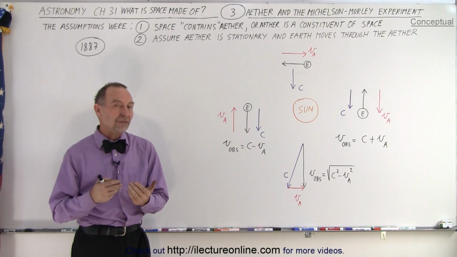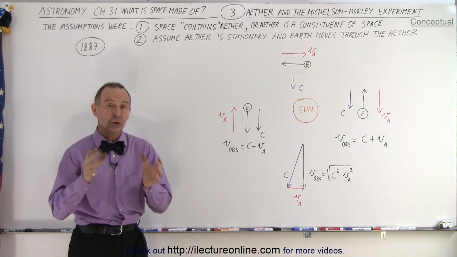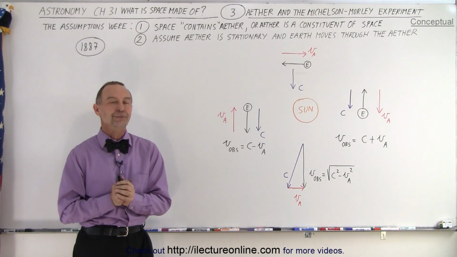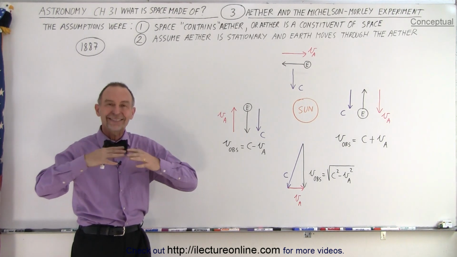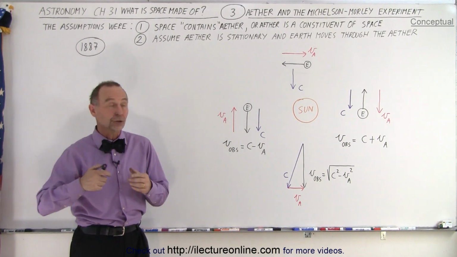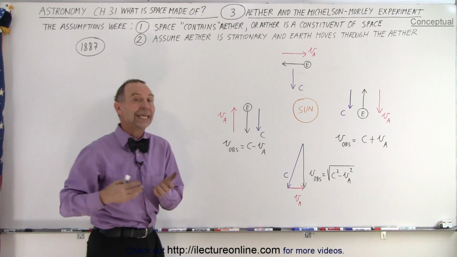In 1887, Michelson and Morley did a very interesting experiment trying to determine the existence of ether. And this was their assumption. They said, let's assume that ether is stationary in space. And the Earth, because the Earth revolves around the Sun, will be moving through the ether.